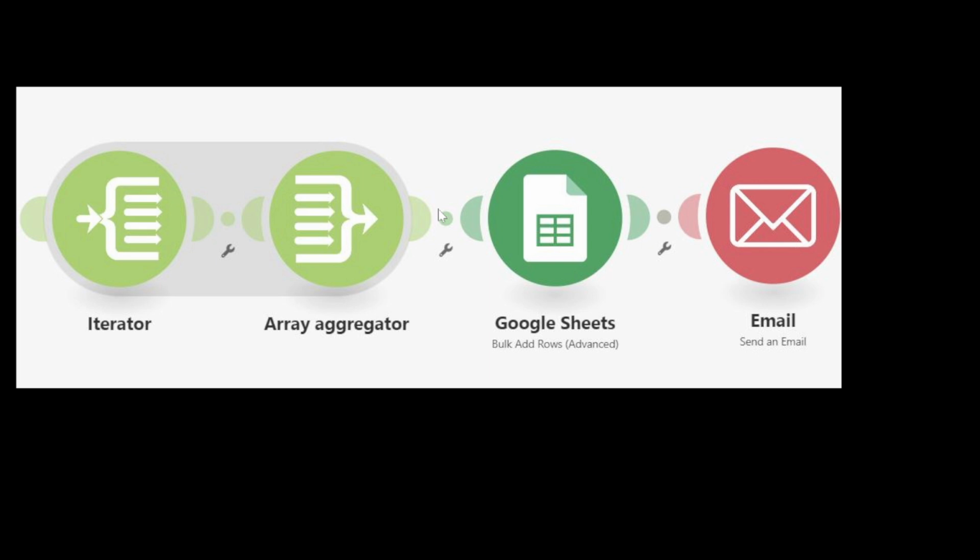And that's it. Add a module, pick flow control, choose router or repeater, and connect everything clearly to guide your automation the way you intend.